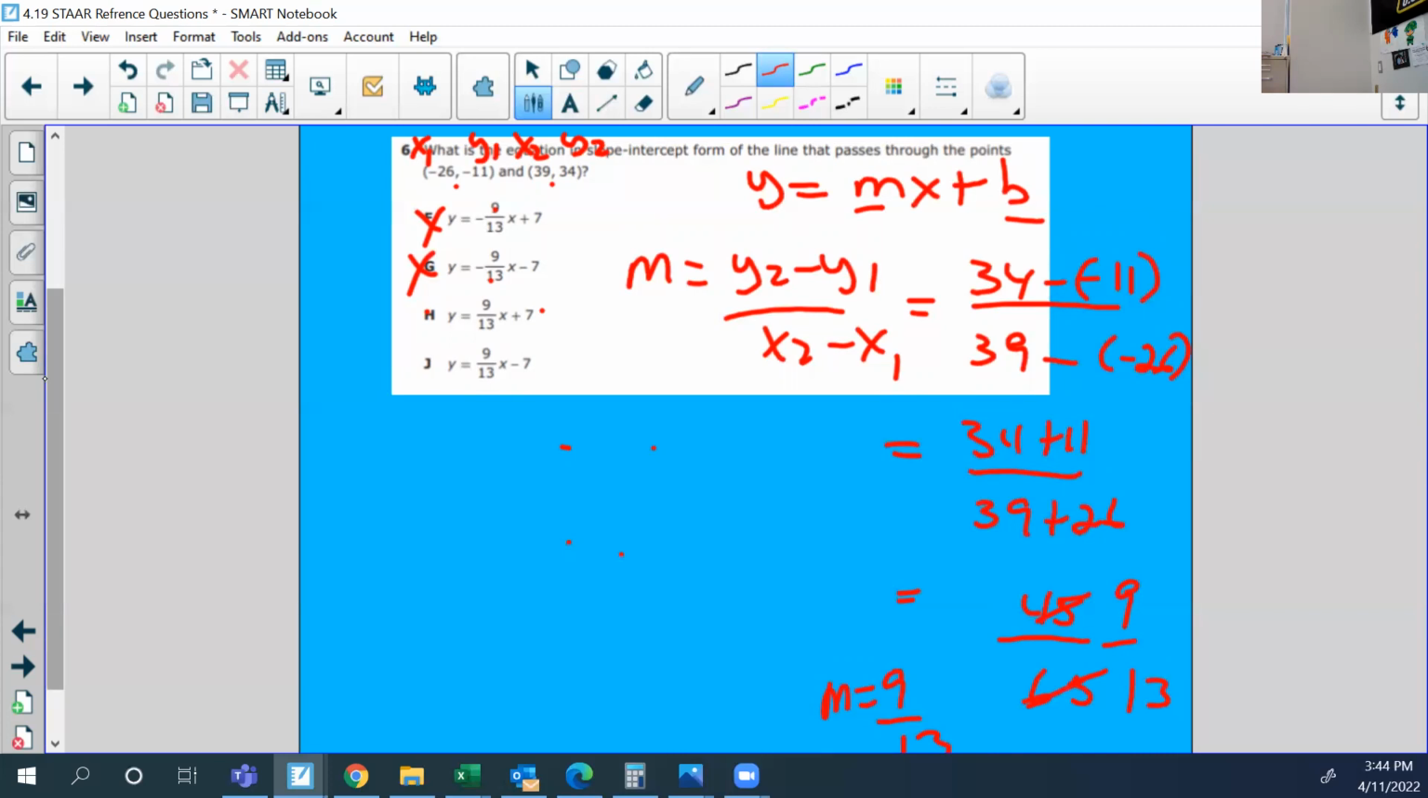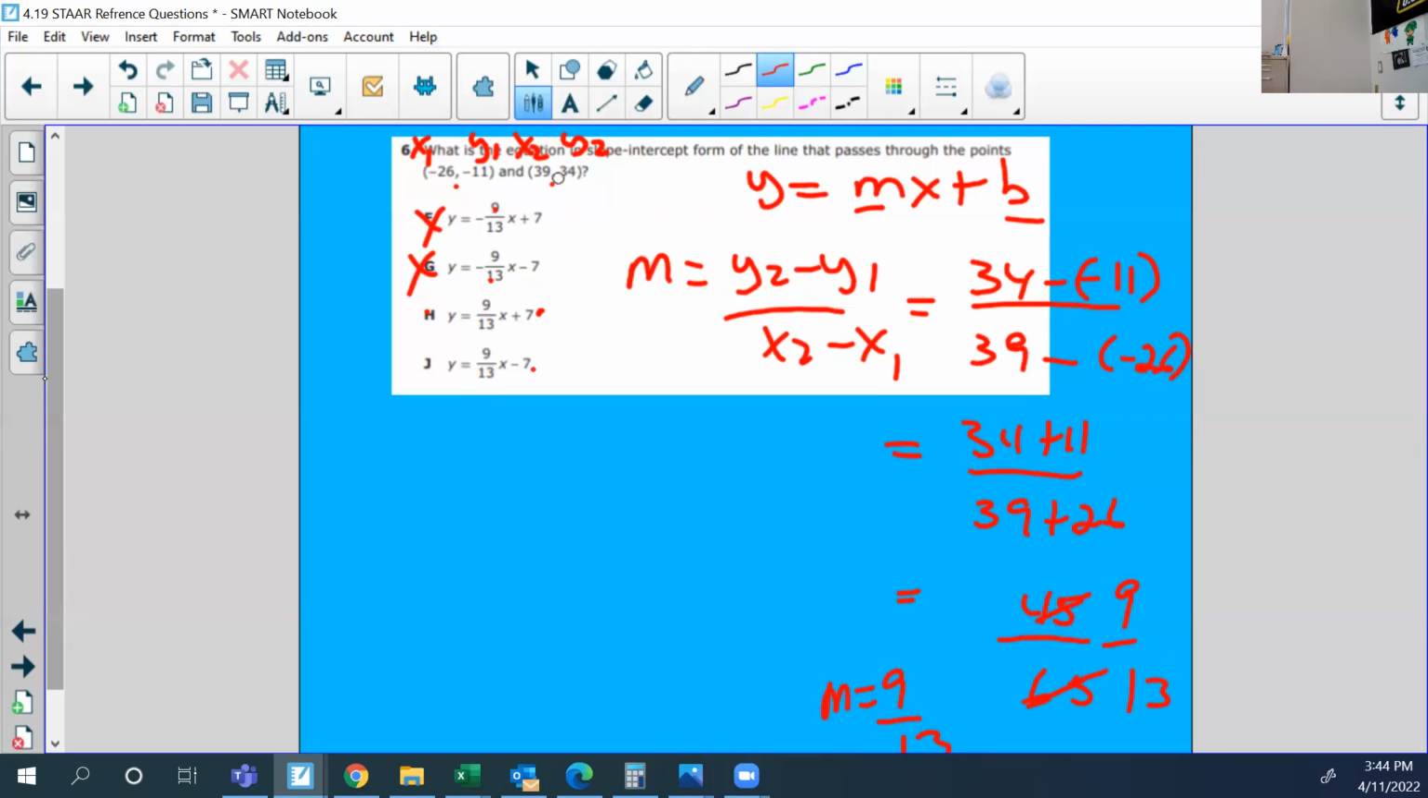Another way you can do this: do I really want to write the equation for this? Nah, let's try this one. I'm going to plug each of these points into the equations and see which one is true. That means the left side must equal the right side. So let's look at this one now. I'm going to try 39 and 34 in this equation and see if the left side is equal to the right side.